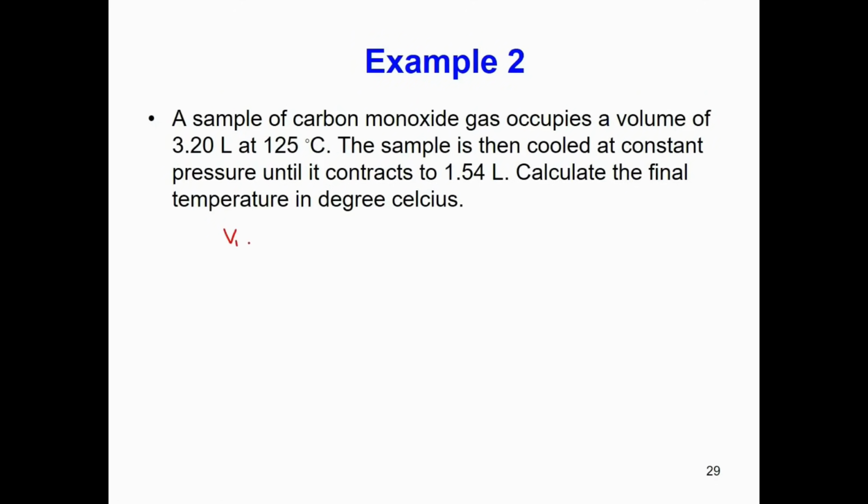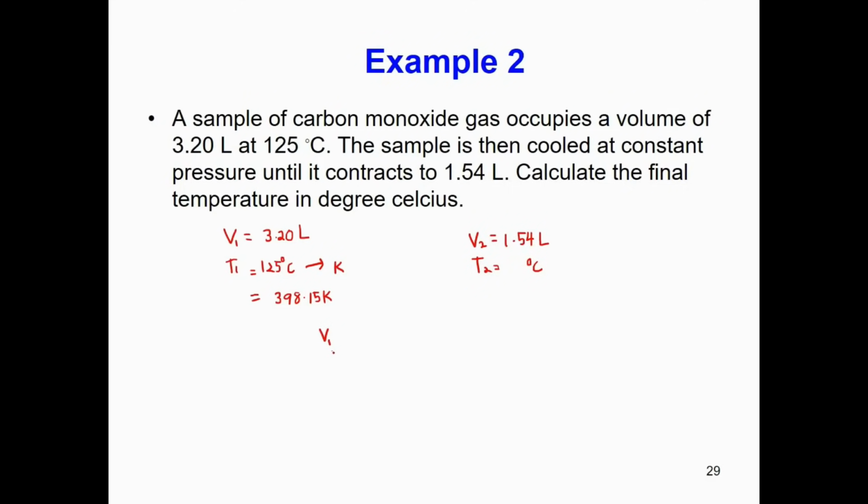So V1 in this question is 3.2 liter. T1 is 125 degrees Celsius. So we have to convert into Kelvin before we insert into the formula. So you will get 398.15 Kelvin. V2 given is 1.54 liter, and we have to calculate the final temperature in unit degrees Celsius.